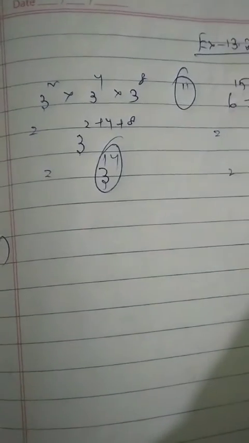Now question number 4. 7 to the power x into 7 to the power 2. The answer for this question will be 7 to the power x plus 2. So this is how we have to deal with this kind of question. Let's try question number 5.